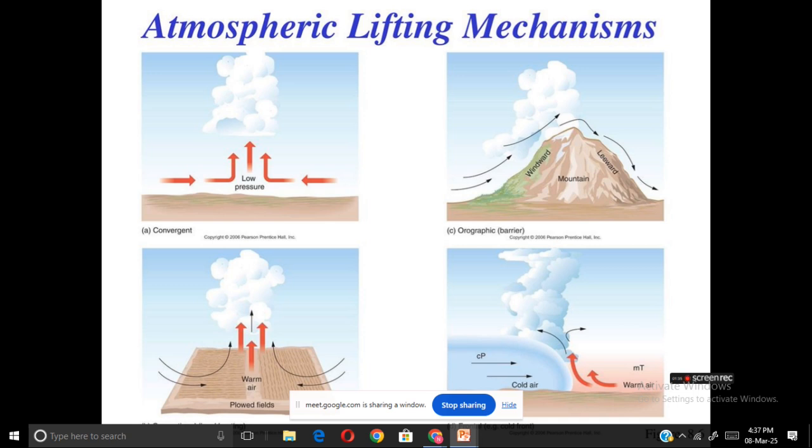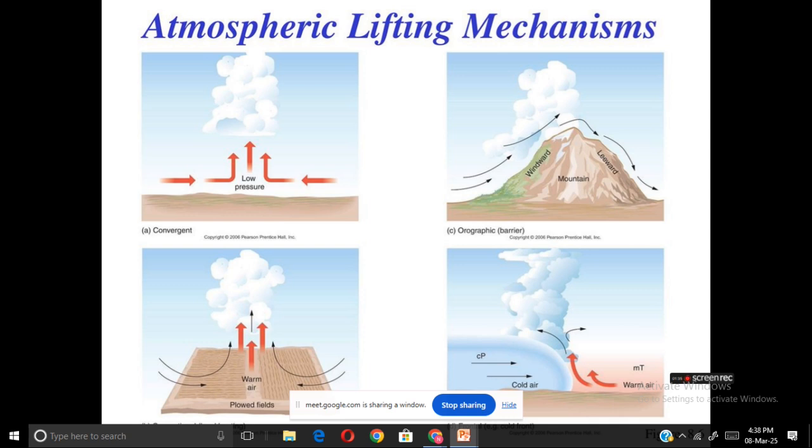Now, as I told you, below the level of free convection, the air parcel can't rise on its own. So some external agencies provide the energy for the parcel to rise in the atmosphere. There are different lifting mechanisms present in the atmosphere which lift air parcels. I'll just introduce the different lifting mechanisms generally seen in the atmosphere. The first one is convergence happening in the atmosphere.